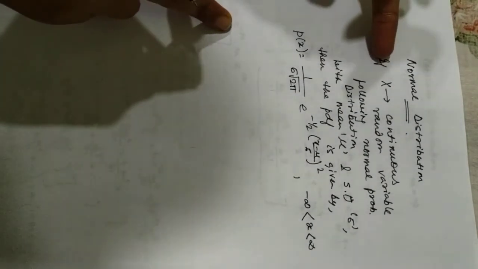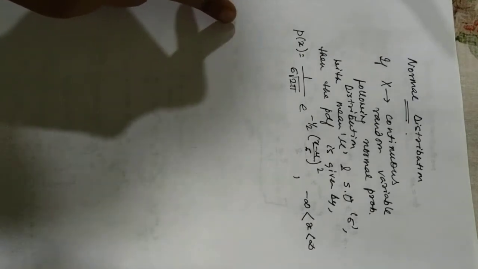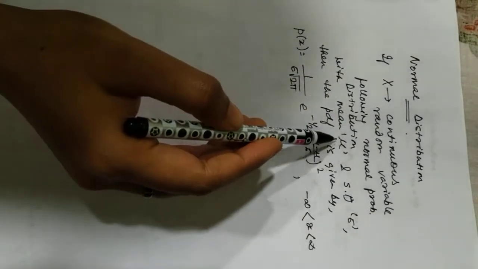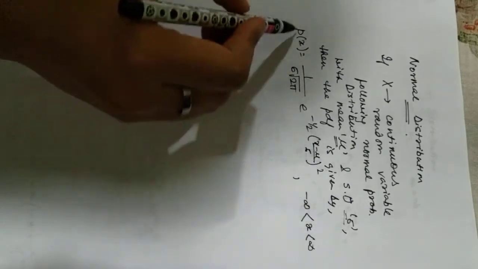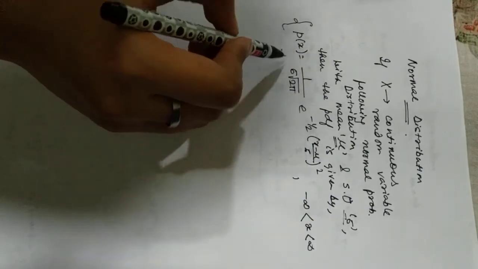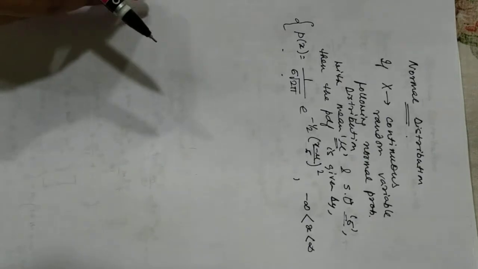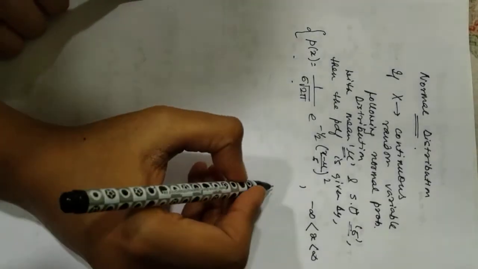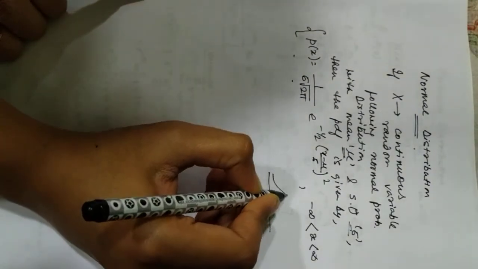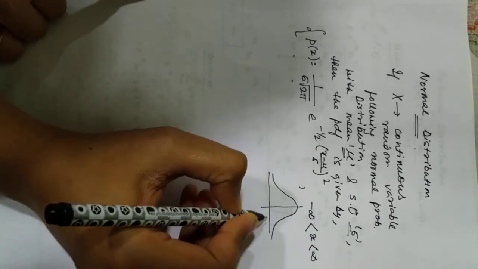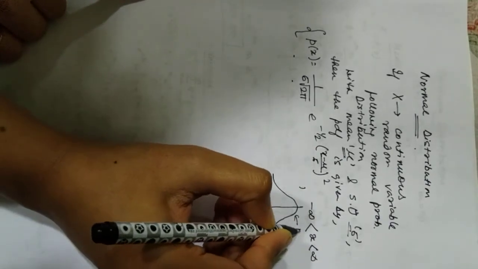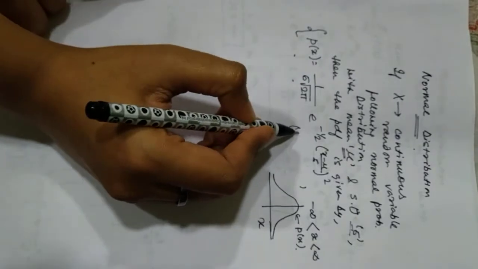Right. So this is the definition of normal distribution. Any continuous random variable, if it follows a normal probability distribution such that the mean is mu and standard deviation is sigma, the form of the probability distribution function is given by this, right? If you plot this, it looks like a bell. It's a famous bell-shaped curve. So this distribution has a shape like this.